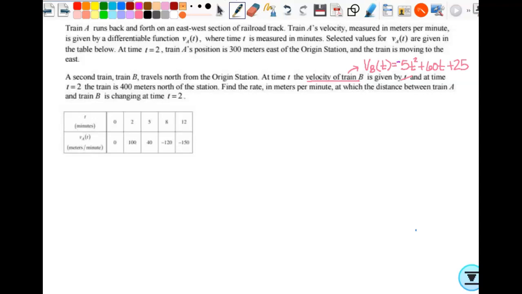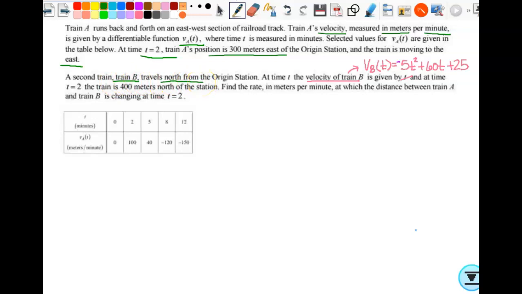All right, so let's go through and read this question. Train A runs back and forth on an east to west section of railroad tracks. Remember, we can go left and right. Train A's velocity, measured in meters per minute, is given by a differentiable function v sub A of t, where t is measured in minutes. Selected values for the velocity are in the table below. At time t equals 2, train A's position is 300 meters east of origin station, and the train is moving east.